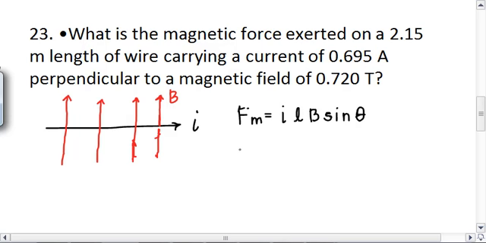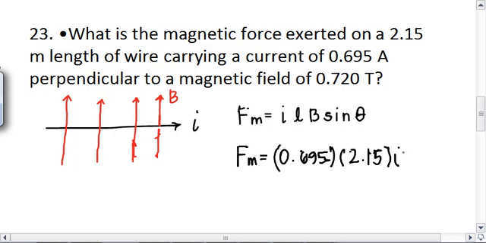So then make your substitution. So the magnetic force is equal to, oh, we were given the current, 0.695. The length is 2.15. The magnetic field strength, 0.72.